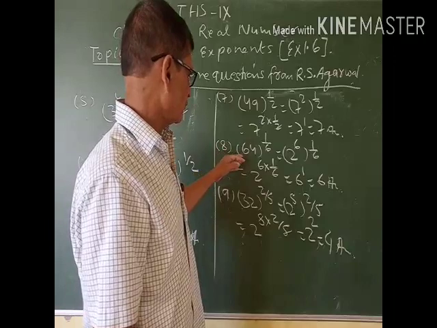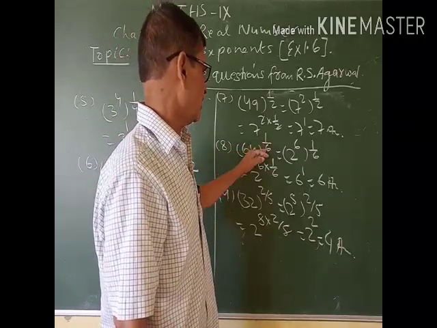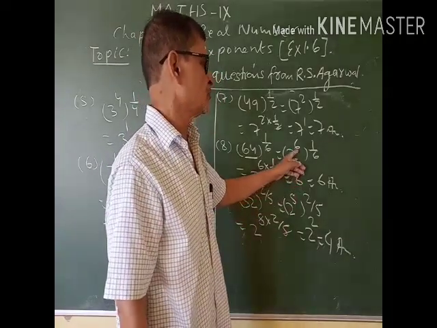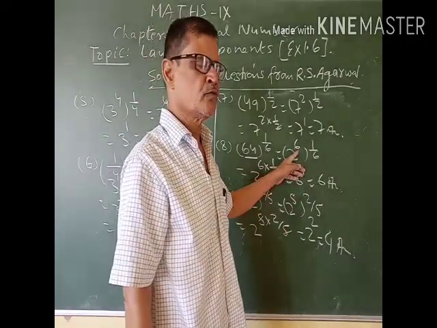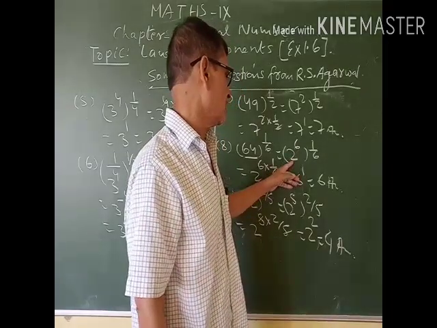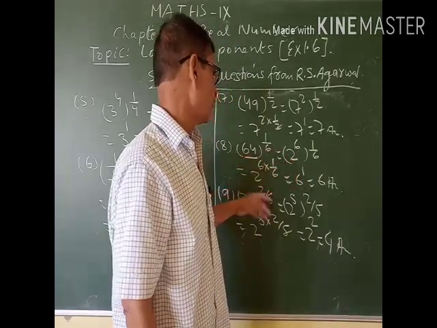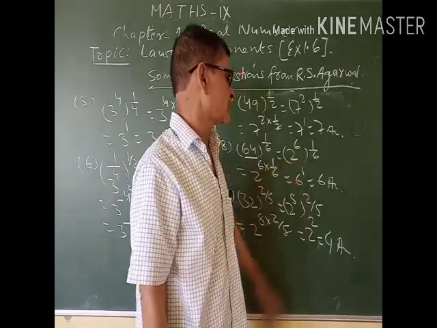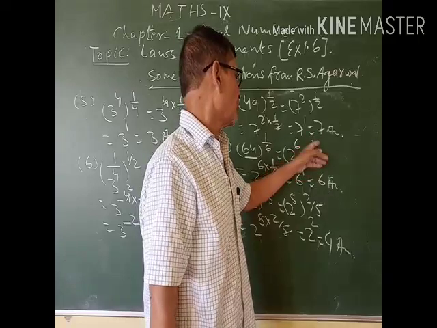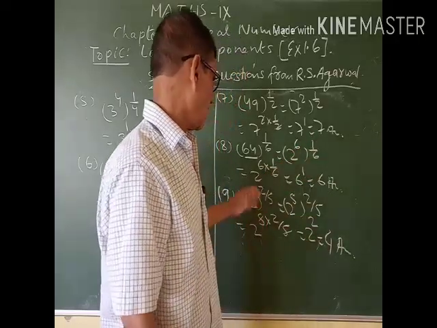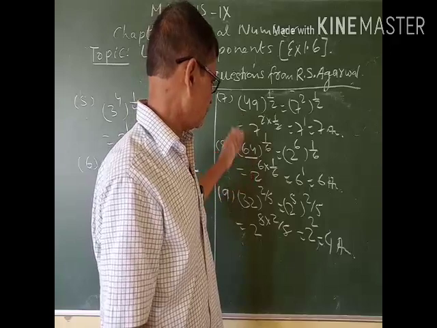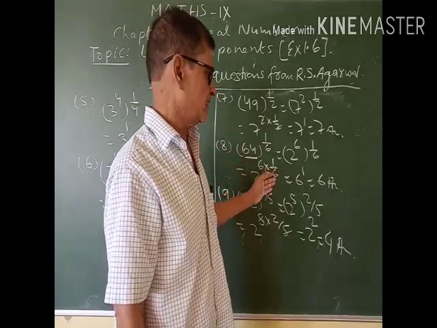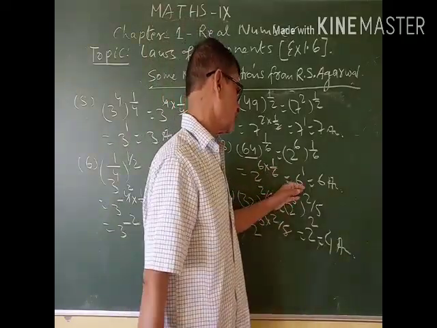Now come to the question number 8. 64 to the power 1 by 6. You write 64 as 2 to the power 6. If you multiply 2 six times, then you will get 64. So you can write here in exponent form 2 to the power 6 whole power 1 by 6, and as usual you can write here 2 to the power 6 into 1 by 6. This will give you 2 to the power 1.